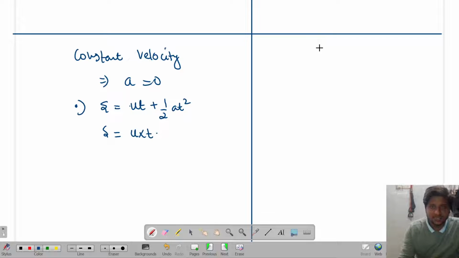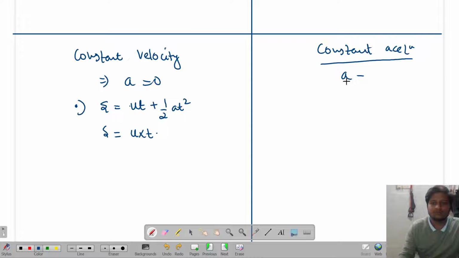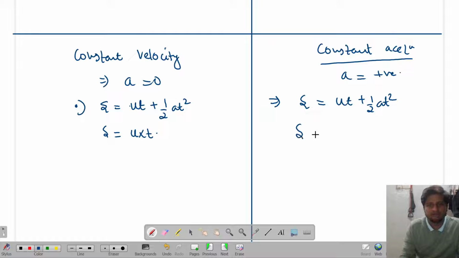But if I consider constant acceleration, so a will be some kind of positive value over there. For that case, you can't write displacement equal to speed into time. You will have to consider displacement is equal to ut plus half at square. Now consider if the initial velocity is 0. So displacement varies for constant acceleration as half at square. If I have acceleration as a constant term, I can write displacement is directly proportional to t square.